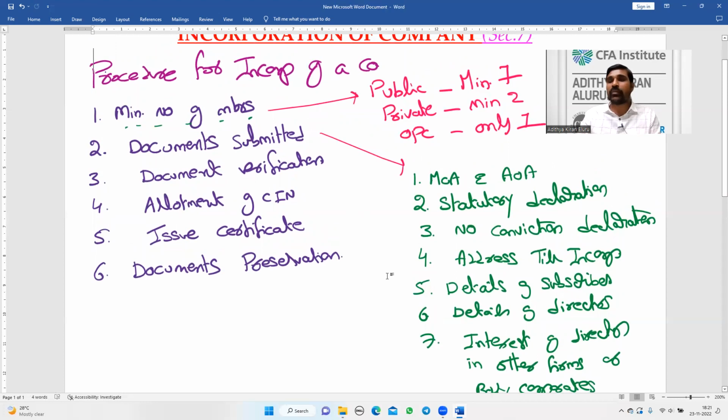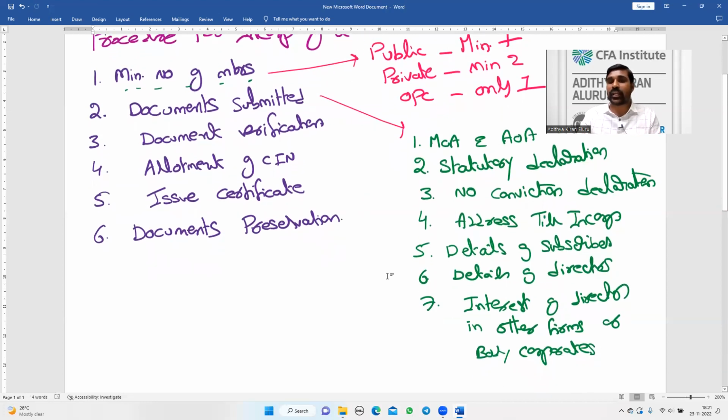Once we submit the documents and the ROC verifies these documents to be correct, ROC will incorporate a company and will allot the CIN, the corporate identity number. What is the CIN? Corporate identity number. So ROC will allot a unique identity number to the company, and the ROC will issue a certificate of incorporation.